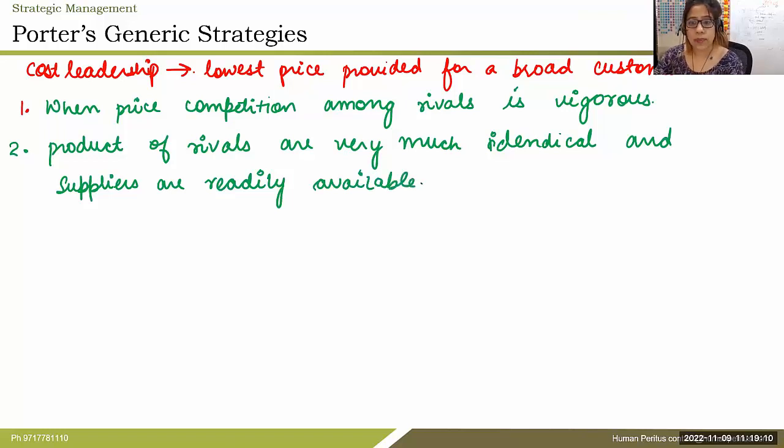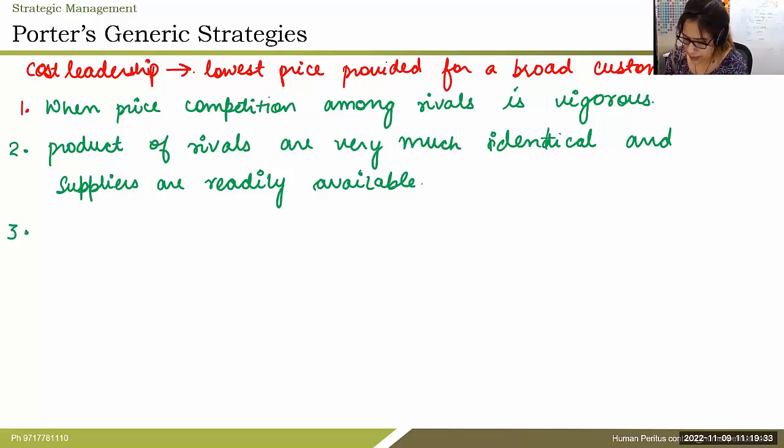See, here we are talking about identical products, because had it been a differentiated product, my product is different from theirs, then people would find some attribute in my product and some attributes in their product. But here we are not talking about differentiation. We are saying the products of the rivals are very similar to mine. That's when I can use cost leadership.